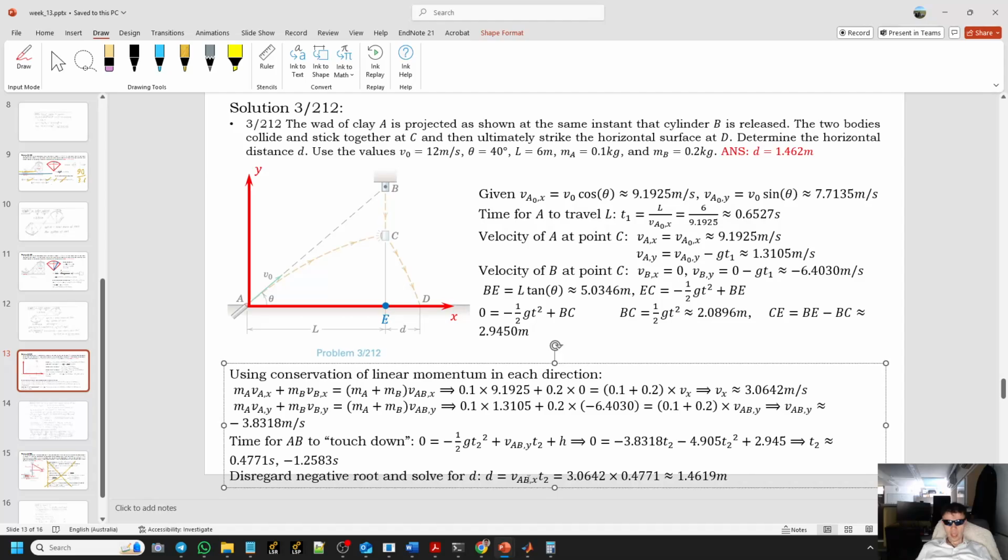Velocity of AB in the x direction is constant. So we will find the velocity of ABX from here, and we will plug it in this formula. We have T from the previous part. Yeah, we will find D.